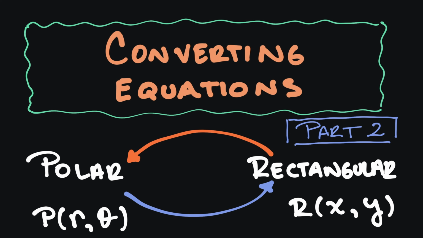In this video, we're going to learn how to convert equations from polar form to rectangular coordinates form. We're going to start with this equation. Let's suppose that we need to convert r equal to 5 secant of theta.